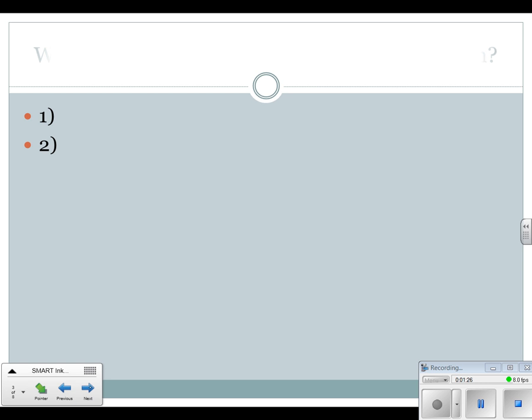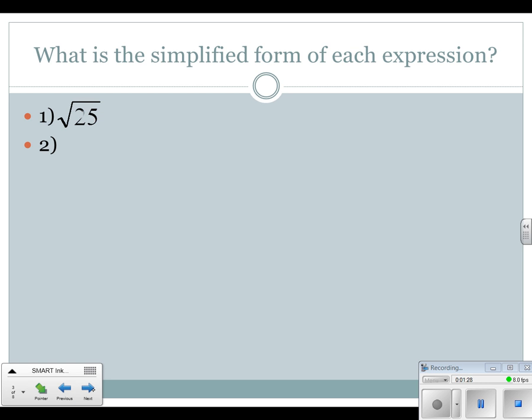So some examples here. The square root of 25. So that would be the square root symbol there, your radical symbol. The radicand is 25. The whole thing is a radical. And so what we're trying to figure out here is what number squared gives us 25. So what number squared gives us 25? That would be 5.